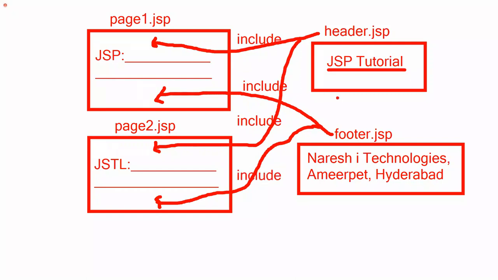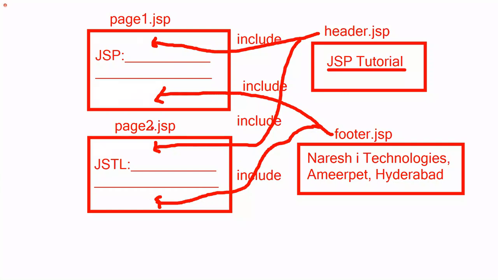Now, if I send a request to page1.jsp, how many programs are executed? How many? 3. Header.jsp, page1.jsp, footer.jsp. If I send a request to page2.jsp also, 3. Header, page2, footer. Now, this header is included here and here. Footer is included here and here.